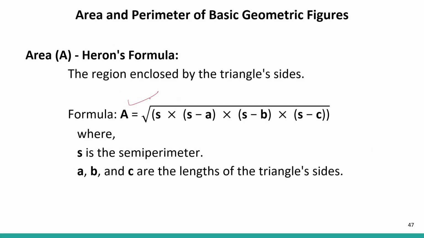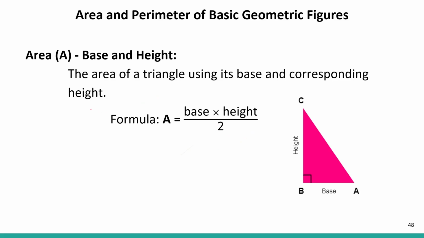So Heron's formula we already know: area is equal to the square root of S into (S minus A) into (S minus B) into (S minus C). And area is also equal to 1 by 2 into base into height. This formula we have also already learned.